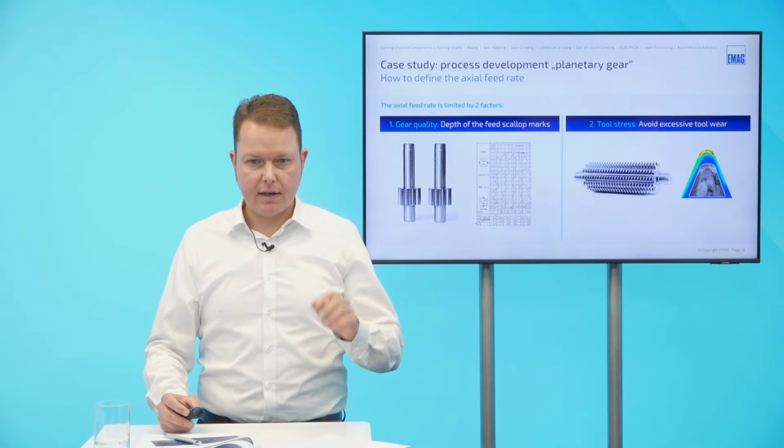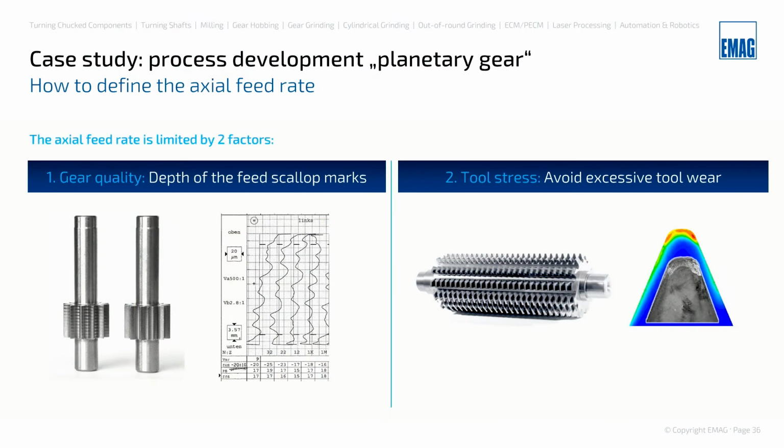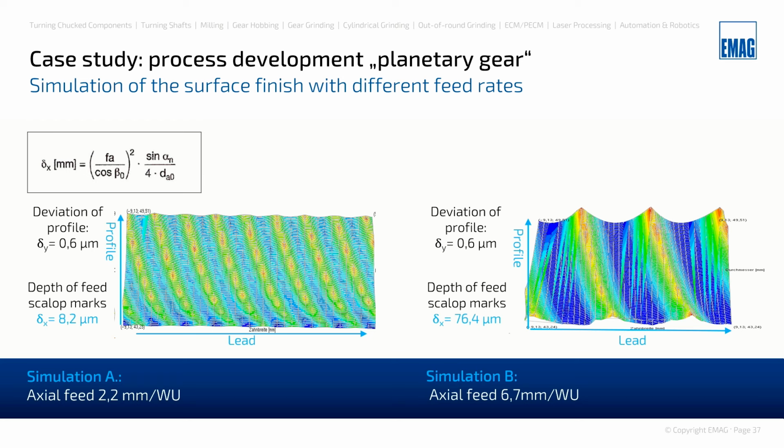And the second parameter that limits the feed rate is we have to avoid excessive tool wear. Here on the right picture, we can see a hob tooth and we see a kind of crater wear that we usually have in gear hobbing. And we, of course, want to apply our hobs in a meaningful way.